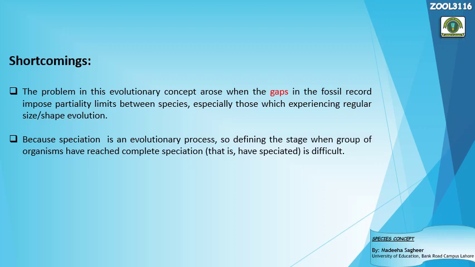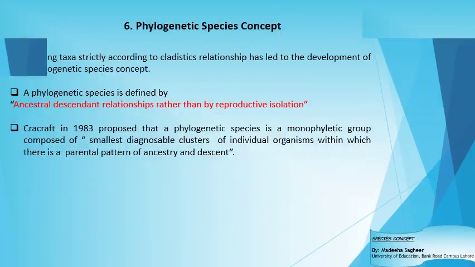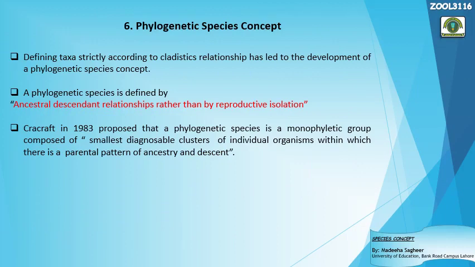So these two are very important drawbacks or problems of this concept of the species. Okay, the last one is the phylogenetic species concept. As I told you at the start of the lecture, there are many species concepts, more than 22 available. But today we have focused on 6 major concepts that got the fame. So this is the last one, the phylogenetic species concept.